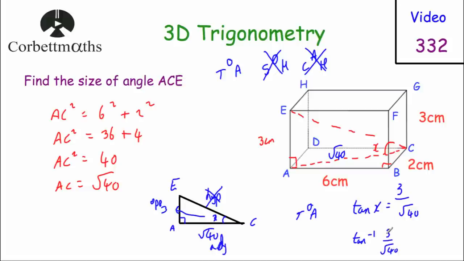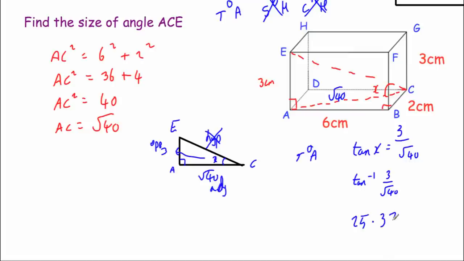And we can type that in our calculator. So shift tan, the fraction button, 3, and then on the denominator, the square root of 40. And if we press equals, that's equal to 25.377 degrees to 3 decimal places. And that's it. So we have used trigonometry in 3 dimensions to find the size of that missing angle.